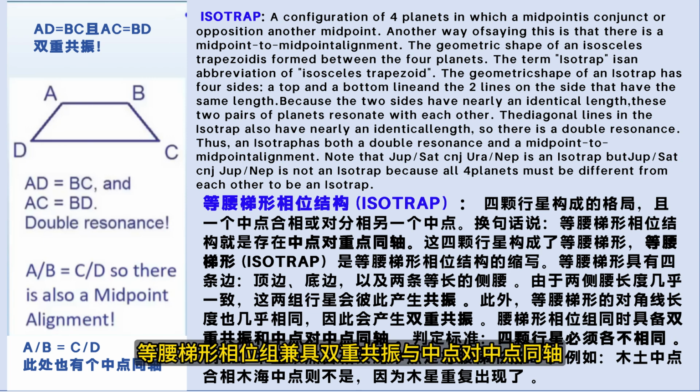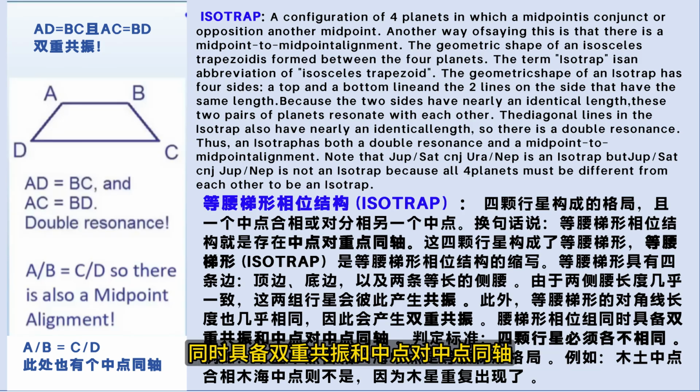All those things are going on in an isotrap. In an isotrap, there's double resonance, and there's also a midpoint to midpoint alignment. So thus, reading my second to last sentence on the slide, an isotrap has both a double resonance and a midpoint to midpoint alignment.